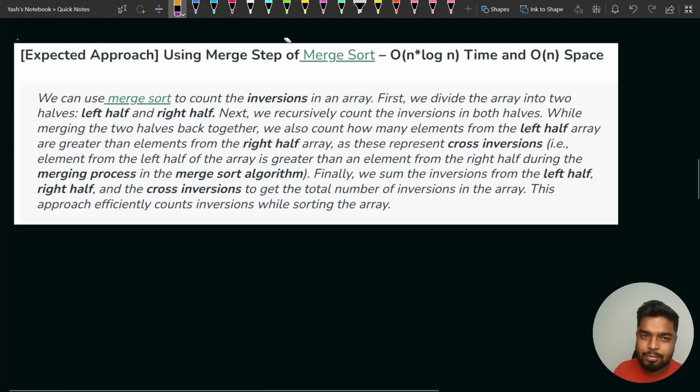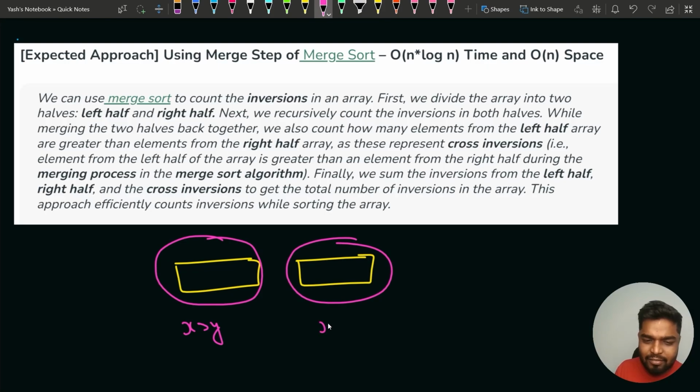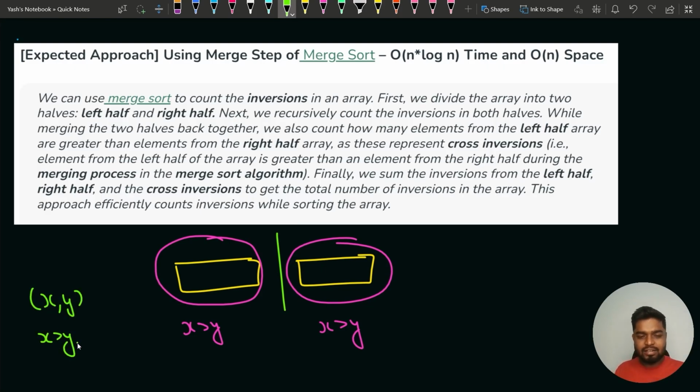Because there will be three types of inversions here. Once you have divided the array into two halves, some inversions will lie in the left array, where a particular element x is greater than y. Some inversions will be in the right array, where x is greater than y. If there is a particular inversion pair x, y where x is greater than y, there can be three possible scenarios: both x and y lie in the left half, both x and y lie in the right half, or x lies in the left half and y lies in the right half.